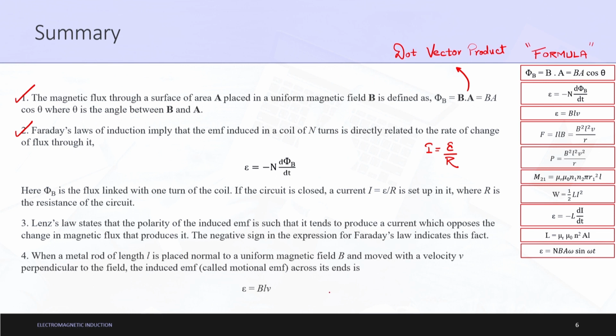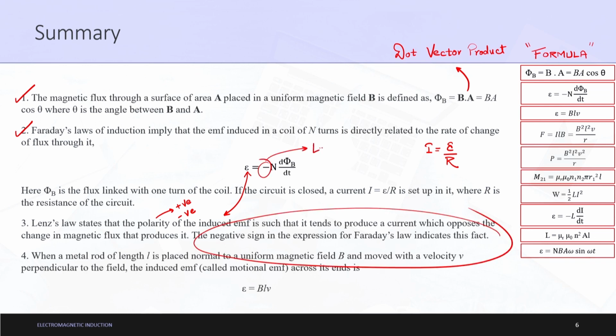Next, Lenz's law. Lenz's law states that the polarity, in mathematical terms this is a positive or negative value, is of the induced EMF. So Lenz's law states that the polarity of the induced EMF is such that it tends to produce a current which opposes the change in magnetic flux that produces it. The negative sign in the expression of Faraday's law indicates this fact. So this is a typical example of Lenz's law, how Lenz's law is valid.